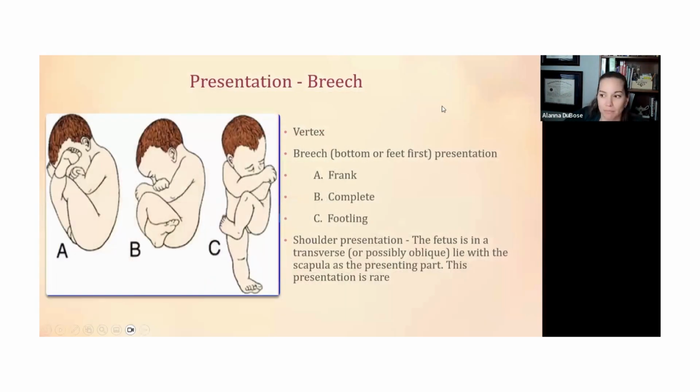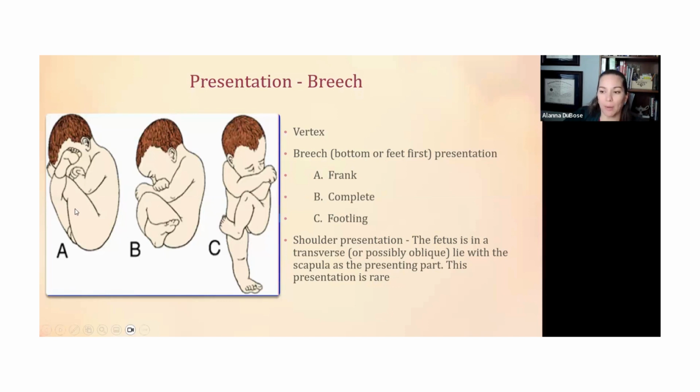Then we have breech presentation. Breech is anything butt first or feet first. Okay, so there are different types of breech as well. We've got frank breech, which oftentimes, in this day and age, breech is often C-section. Like it's safer to deliver by C-section. So we don't see a lot of actual breech deliveries. And especially these are not possible.